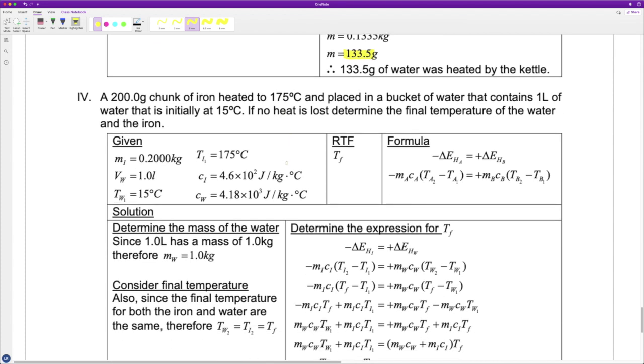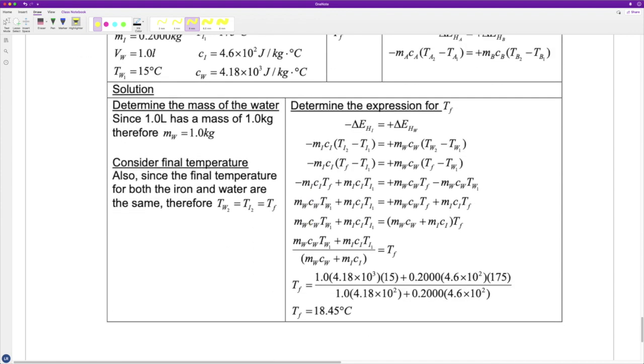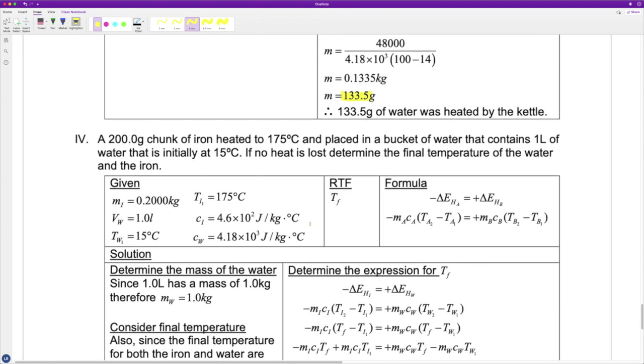And that's why if you have too many appliances on in the kitchen at the same time, you'll flip a breaker. Okay, so the next one, this is conservation of energy big time. And as you can see, there's quite a bit of delicious algebra going on down here. So with this question, we have a 200 gram chunk of iron, and it's heated to 175 degrees Celsius. And we place it in a bucket that contains 1 liter of water. Now, this water is initially at 15 degrees Celsius. So if no heat is lost to the environment, that's what I meant. No heat is lost.